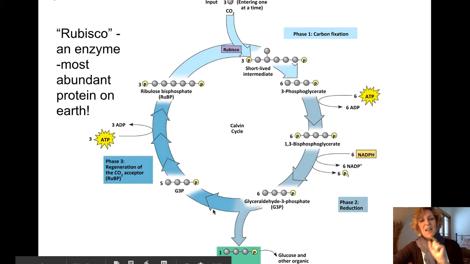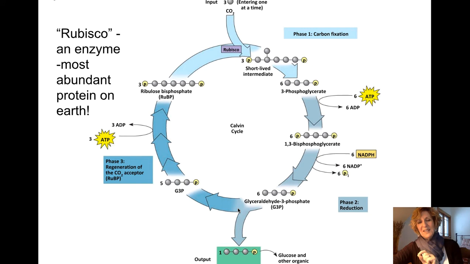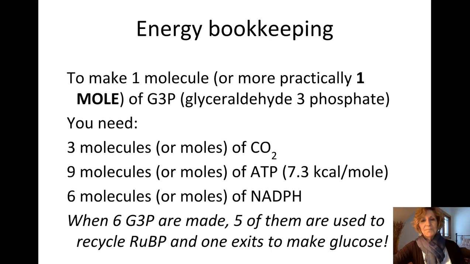But notice that 5 out of the 6 glyceraldehyde 3-phosphates are reinvested into making more ribulose bisphosphate. This also requires some ATPs to do this. So this is an anabolic process. And in this way, the plant is investing in the regeneration of the starting materials for this cycle.